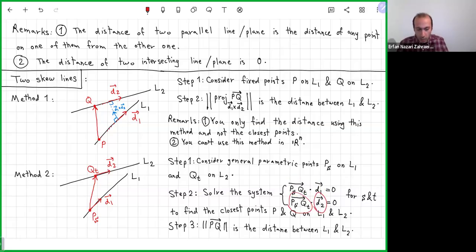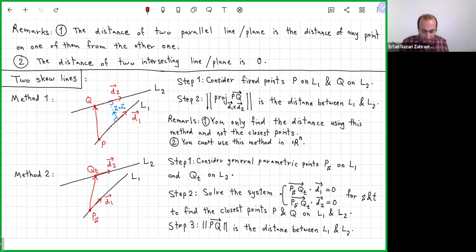PSQT is perpendicular to line 2. In other words, the dot product with D2 is 0. This is a system of equations: 2 equations and 2 unknowns, S and T. You solve this system of equations for the 2 unknowns, S and T.